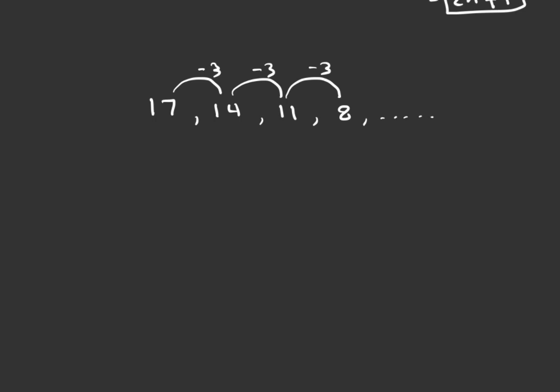So for the nth term, take this number and multiply by n. So negative 3 times n, so negative 3n. Then negative 3 plus what equals 17? Or 17 minus negative 3, which is 20.